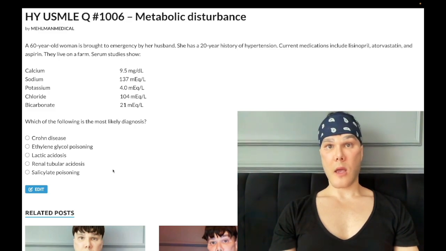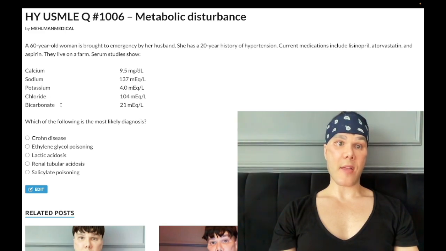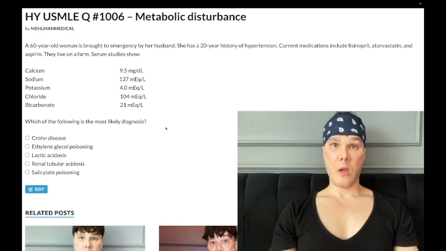So the way you calculate the anion gap is you take bicarbonate and chloride, you add them together, you take that number, which in this case is 125, and you subtract it from sodium, which would give us 12. Normal anion gap is 8 to 12, elevated is 13 or greater. So we say, okay, we have a normal anion gap metabolic acidosis.